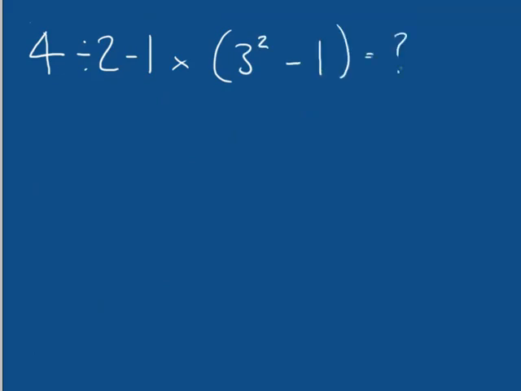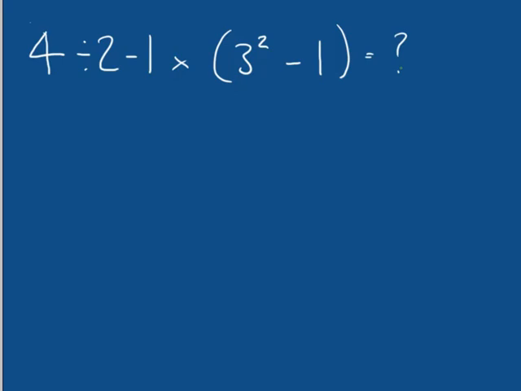And let's tackle a more complicated example together. So in this example, we're going to evaluate 4 divided by 2 minus 1, and I'm going to multiply that by open parentheses 3 squared minus 1. So what does this equal? We need to remember PEMDAS: parentheses, exponents, multiplication and division, and finally addition and subtraction.